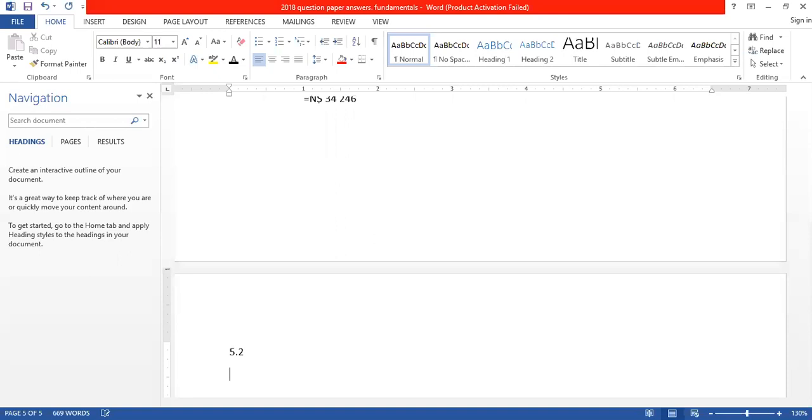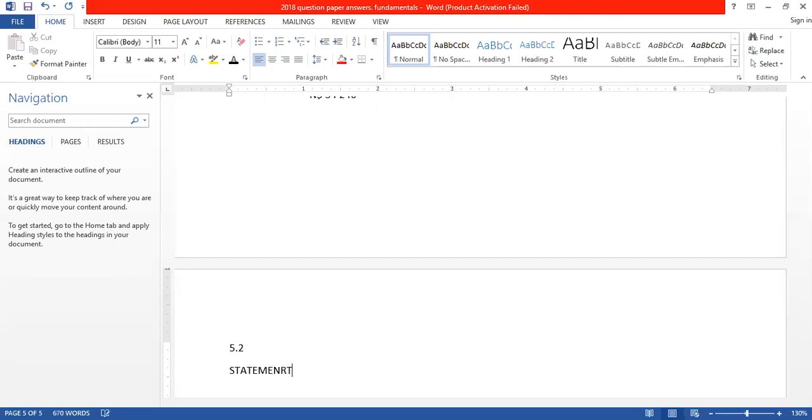So question 5.2, you're asked to draw up your statement of financial performance. That in that case is just your income statement or statement of comprehensive income. You first write the heading. That's the first thing that you always have to record: statement of comprehensive income. And then the name of the business, which is the School of Accounting.